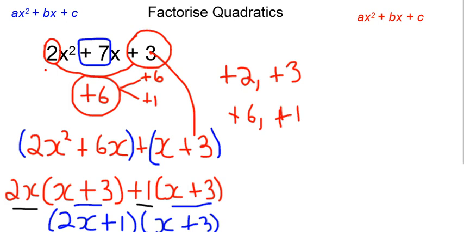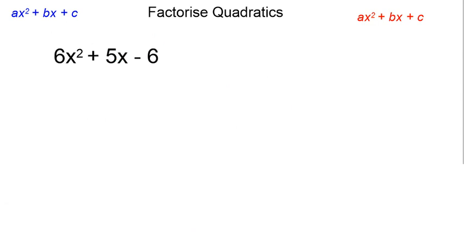Let's try another example. Now with a minus, okay? Same process. You multiply that by that. That'll give us minus 36. Now we need two numbers that when we multiply together will give us minus 36. Okay, we need minus 36. We need two numbers.